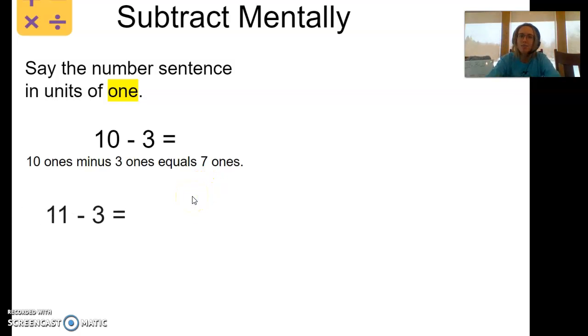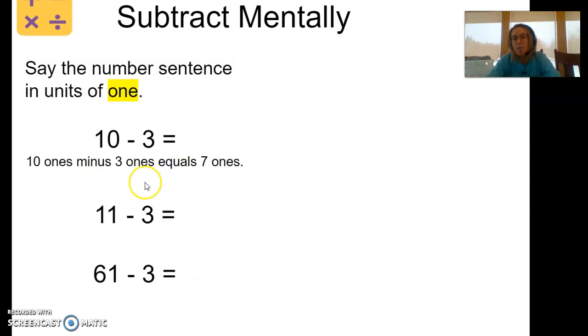All right? We're going to do the same thing here and here. Go ahead and pause the video and say both of these in units of 1. All right. So if you did these two problems, you've probably found that 11 ones minus 3 ones is 8 ones. You also probably found that 61 ones minus 3 ones equals 58 ones.